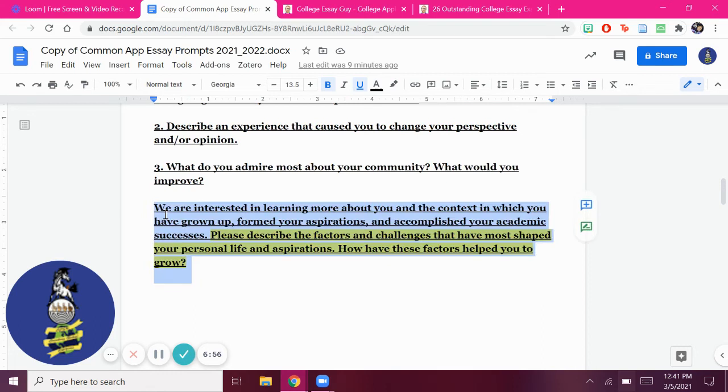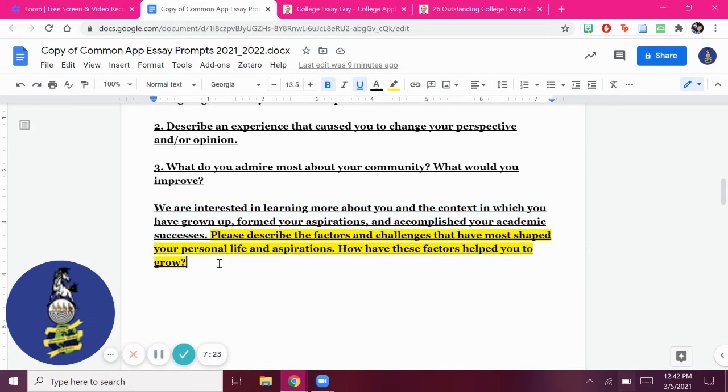So now the $1,000,000 question, the 650-word biographical essay that is very similar to the college app prompts is: we are interested in learning more about you and the context in which you have grown up, formed your aspirations, and accomplished your academic successes. Please describe the factors and challenges that have most shaped your personal life and aspirations. How have these factors helped you to grow?